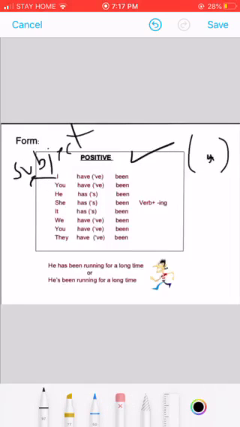Start with the subject, then the verb to have. If the subject is singular, the verb to have will be has. So she, it, or he, the verb will be has. And if the subject is plural, إذا كان عندي subject جمع plural pronoun ضمائر جمع or plural nouns أسماء جمع, the verb to have will be have.